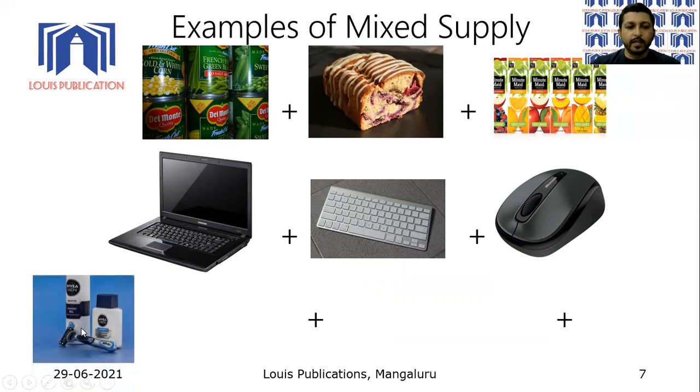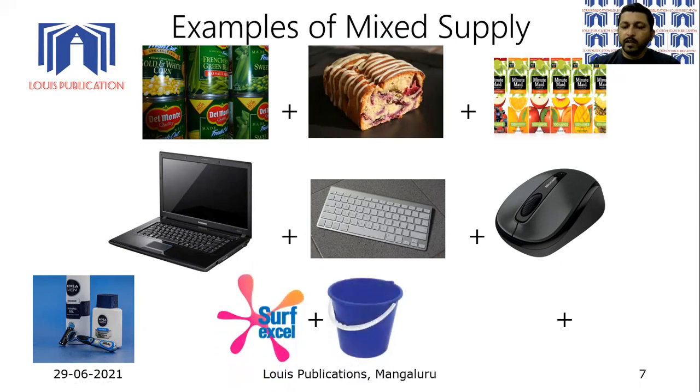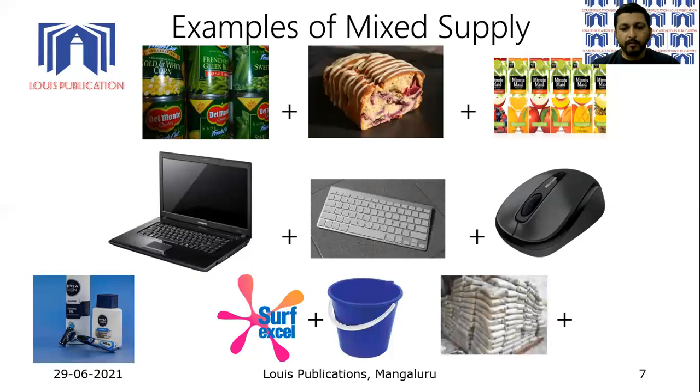Then we have the razor, shaving cream, and aftershave gel. That is also an example of a mixed supply. Normally the razor is sold separately, the shaving gel is sold separately, the aftershave lotion is sold separately. But if you have a package, then it's an example of mixed supply. Then we have washing powder, the detergent with a bucket free. Usually when you are buying a detergent powder, a bucket is given as a complimentary, not every time. It is not naturally bundled. Remember this. So that becomes an example of mixed supply.